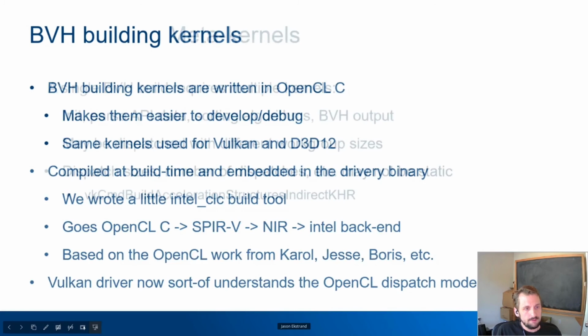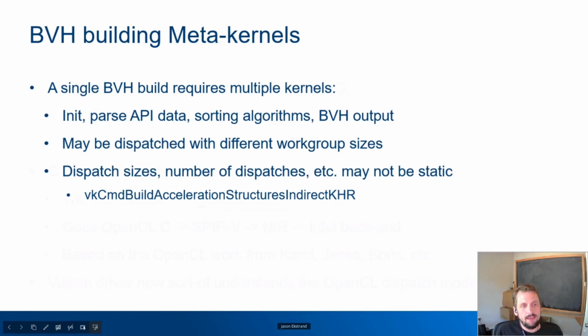Unfortunately, BVH building is complicated. And we don't have just a single OpenCL kernel that goes off and does BVH build. Instead, we have a bunch of kernels that have to be run back to back. And to run those, we have this thing called a metakernel. So the different kernels have to do different things. We have to initialize some data. We have to parse the API data, run sorting algorithms, dump out the hardware BVH. It's much the same process that we used for the CPU build, but it's done on the GPU.